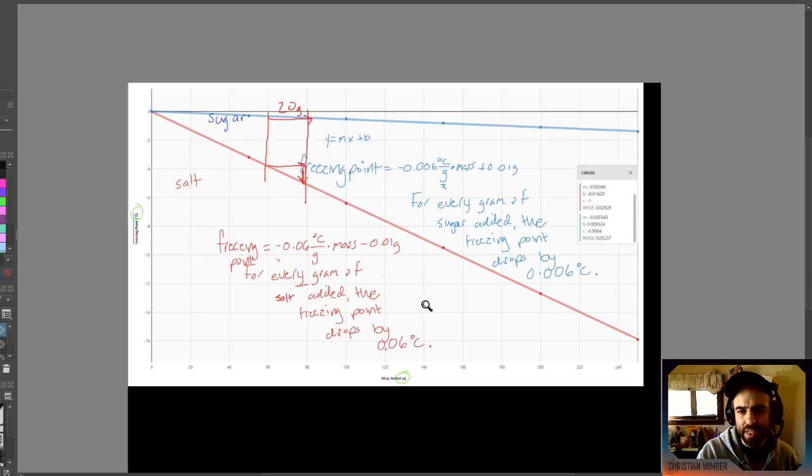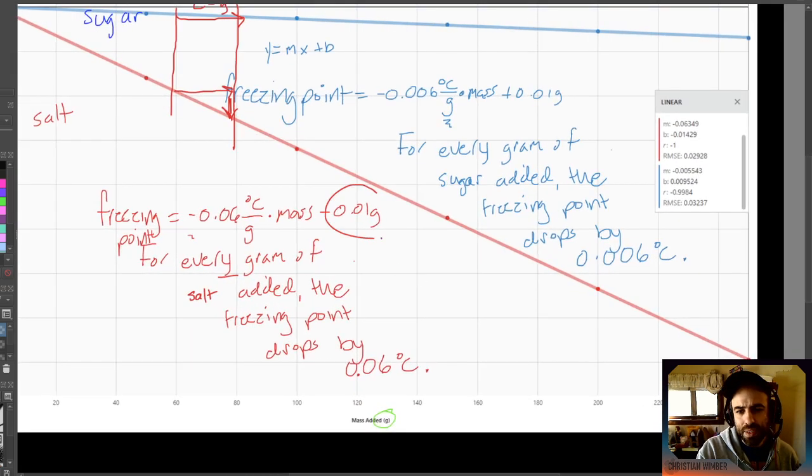All right, y-intercepts. What does this y-intercept mean? I don't know. Those are really tiny. Remember, I'm talking about adding and subtracting whole grams. Well, these are hundredths of grams. So I don't think that actually means anything.